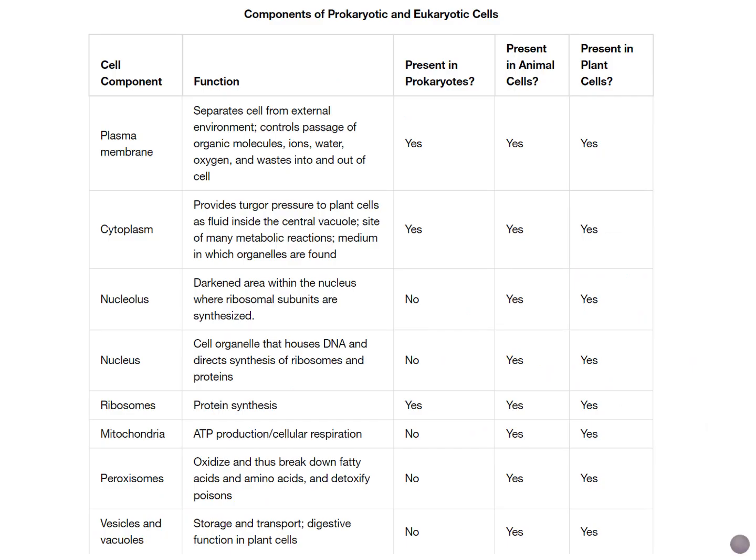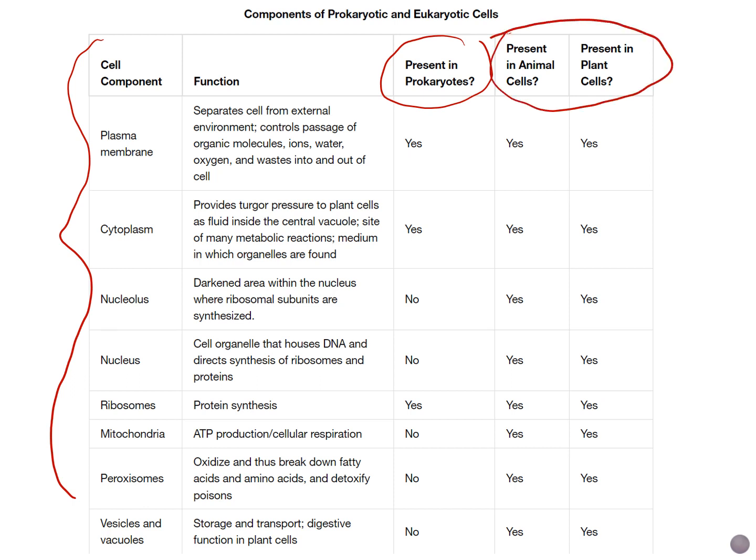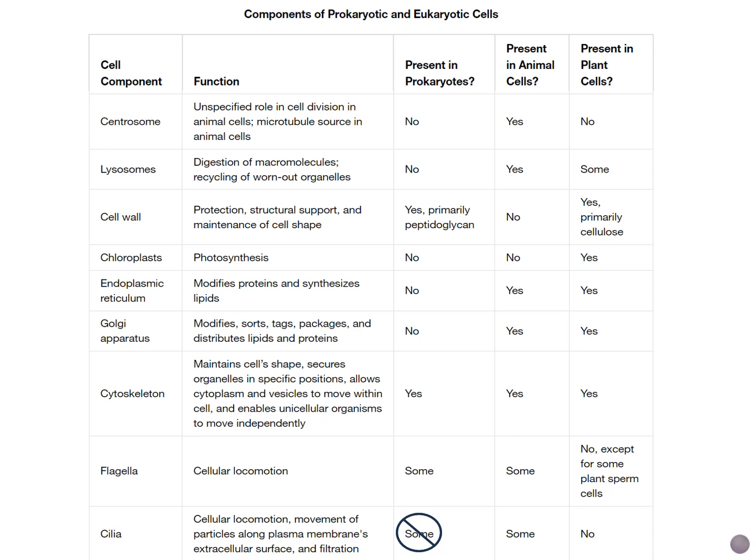I wanted to point out that Chapter 4 in your textbook also includes a great table that includes the major cell components covered in Chapter 4 and tells us if they're present in prokaryotes like bacteria or not, and also if they're present in eukaryotic cells, and more specifically, whether they're found in animal or plant cells or in both. And this slide is a continuation of that table. I couldn't fit the whole table onto one slide while still being able to read the words.